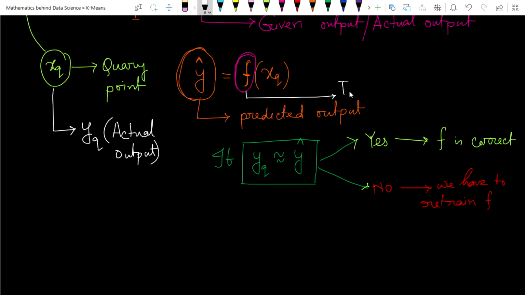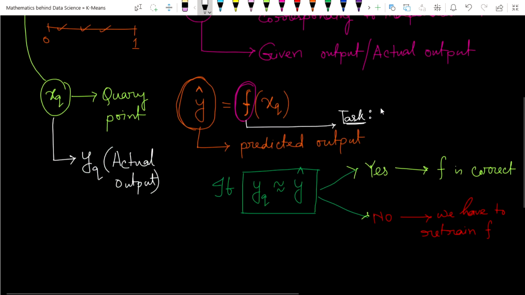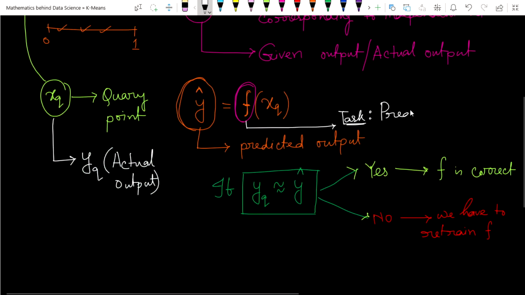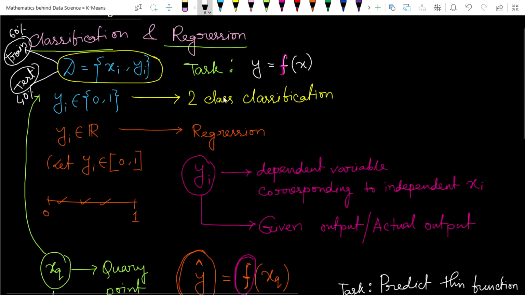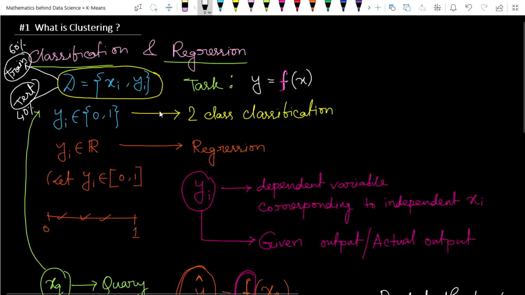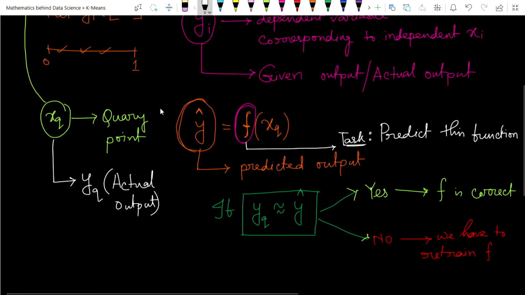The main task that we always have to remember is to predict this function. That's the main primary concept behind classification and regression, that is, in the supervised learning model.